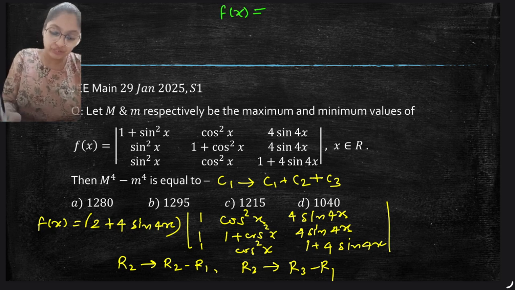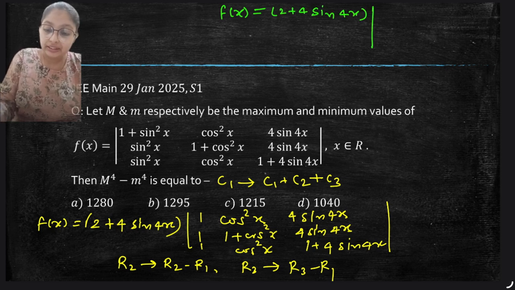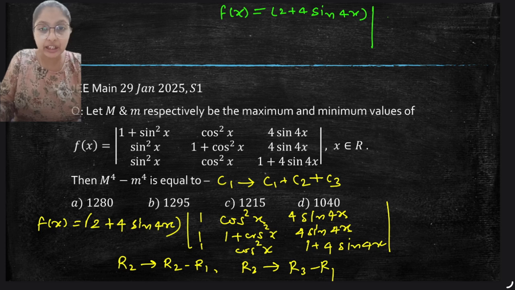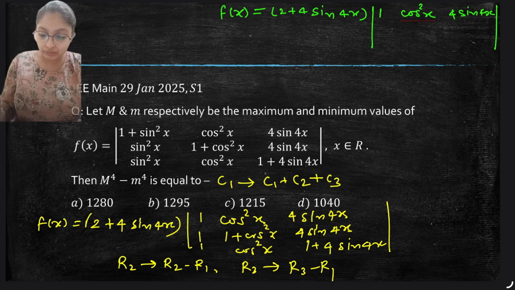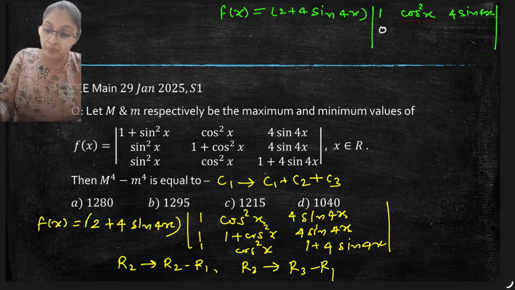So we'll get f of x equal to 2 plus 4 sine 4x times the determinant. We are doing the change in R2 and R3, so R1 will be the same. R1 will be 1, then cos square x, and then 4 sine 4x. R2 will be R2 minus R1, so if we do, it will be 0, then 1, then 0. Then what will be R3? R3 will be R3 minus R1, so it will also be 0, 0, and then 1.